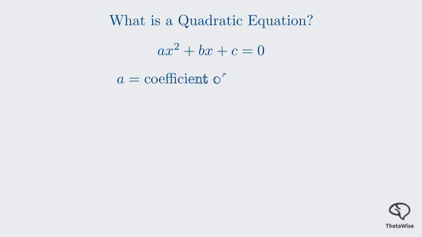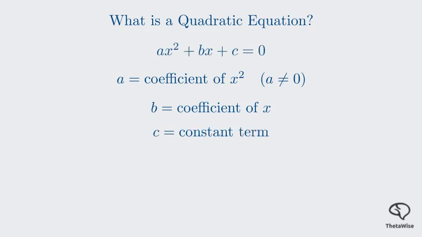The a value is the number, or coefficient, that is multiplied by the x squared term. This coefficient a cannot be 0 because if it were, the x squared term would disappear, and it would no longer be a quadratic equation. The b value is the coefficient of the x term, and c is the constant term, the number that stands alone. So, a quadratic equation is any equation that can be written in the form ax squared plus bx plus c equals 0, where a, b, and c are just numbers, and a is not 0.